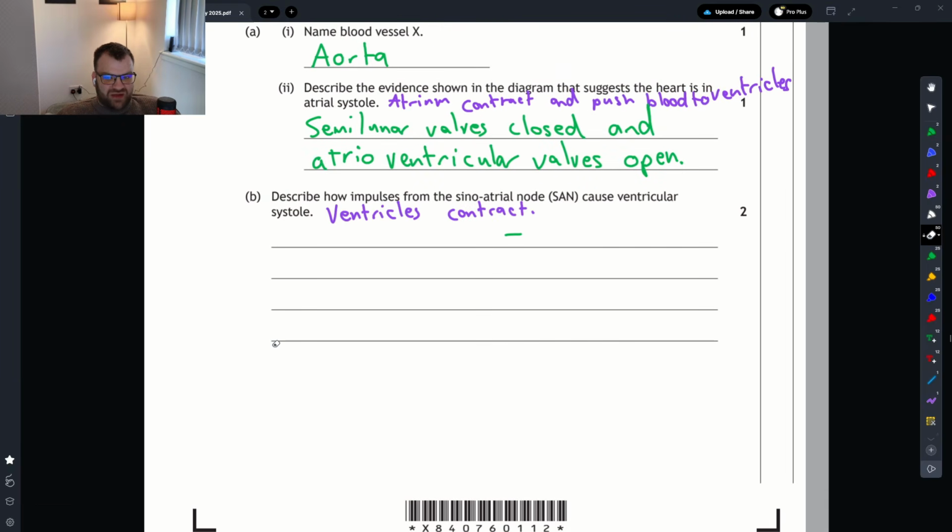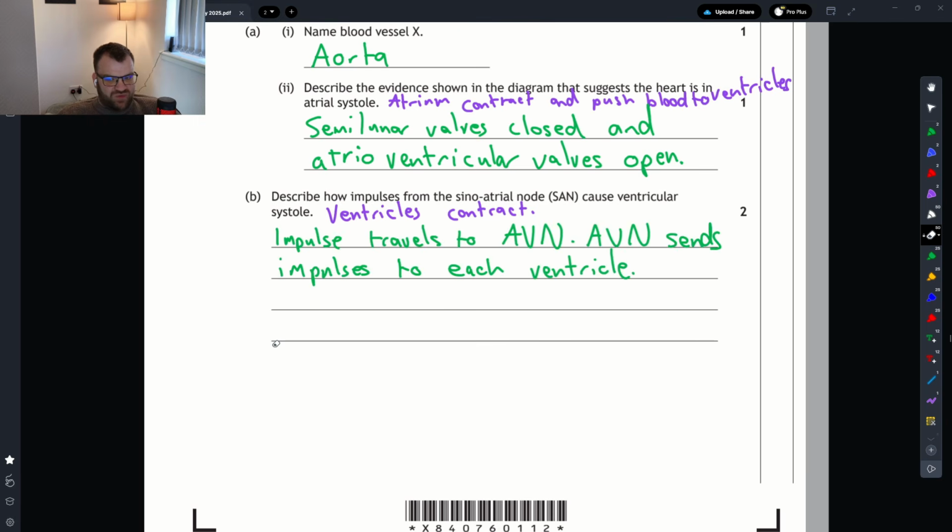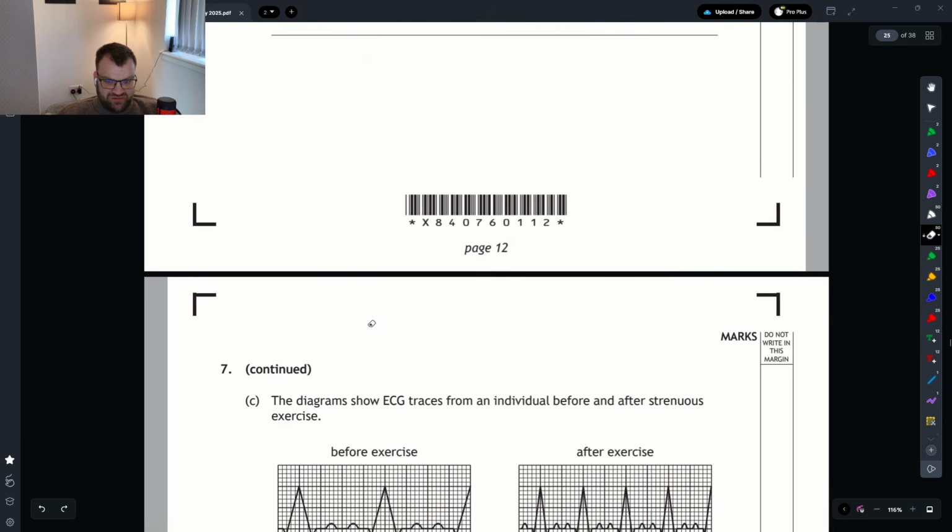Well, that's going to cause, we're looking to cause the ventricles to contract. The impulse is going to travel to the AV node, the node between the atrium and the ventricles. That sends impulses to each ventricle, which then would cause each of the ventricles to contract. That should hopefully be enough for that one.